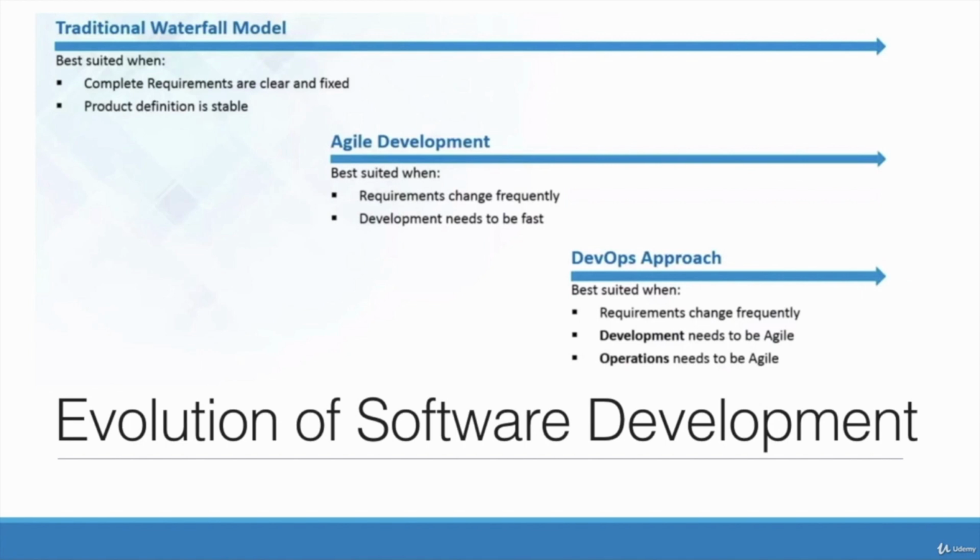So in the earlier time when software development started, there were different kinds of models, right? There were different kinds of software development life cycles. The most popular software development life cycle was the traditional waterfall model. In the waterfall model, first we gather the requirements in the planning phase, then we do the coding, then we do the testing, then maintenance, right? So this is the complete product life cycle of the traditional waterfall model.